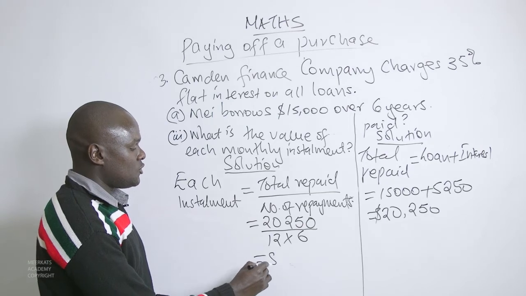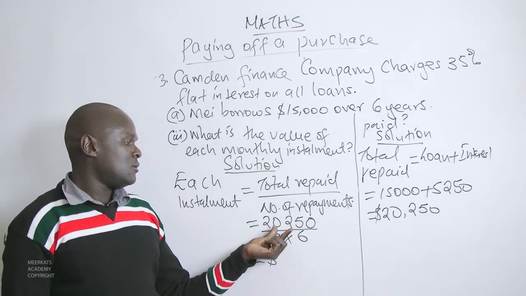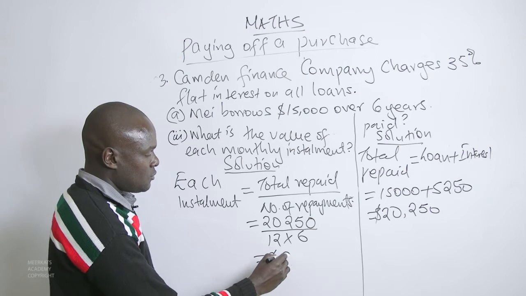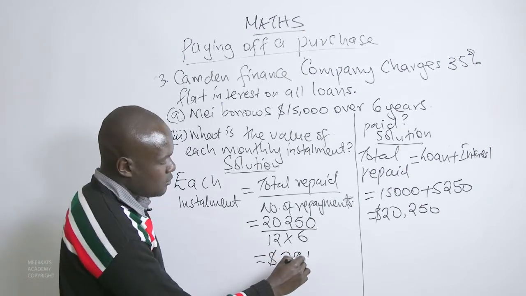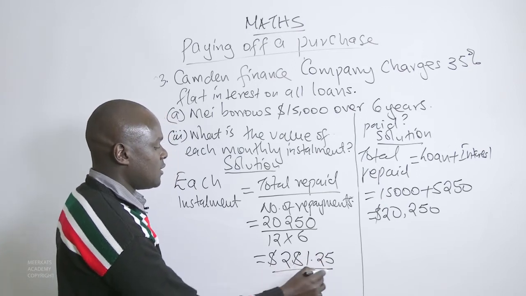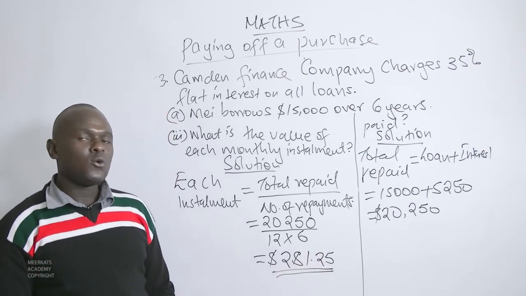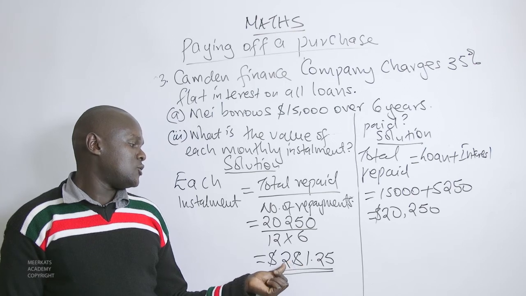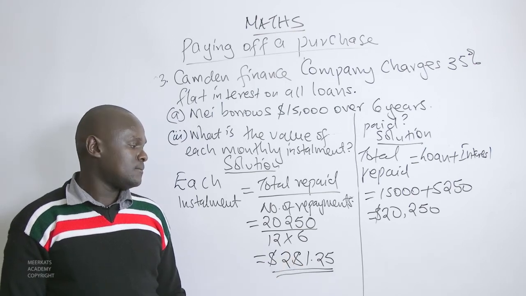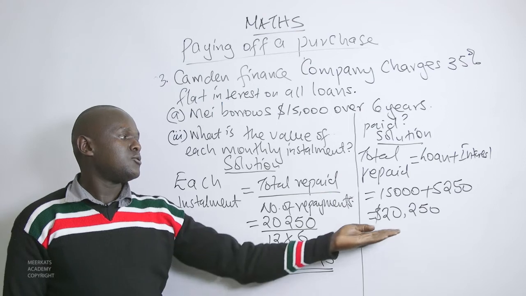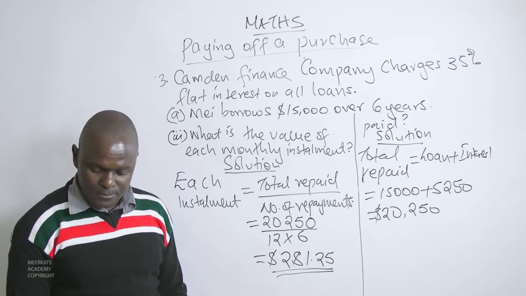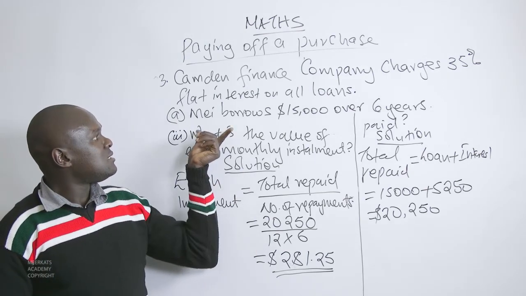And the value of each installment, if you divide this 20,250 by 72, you will get $281.25. So each installment will be valued at $281.25 to be made over a period of 72 months or 6 years to repay this amount of $20,250. That is the first question, that is May borrowed that amount.